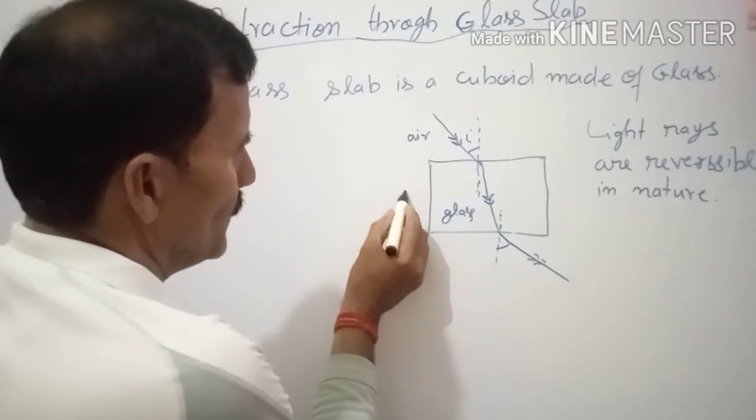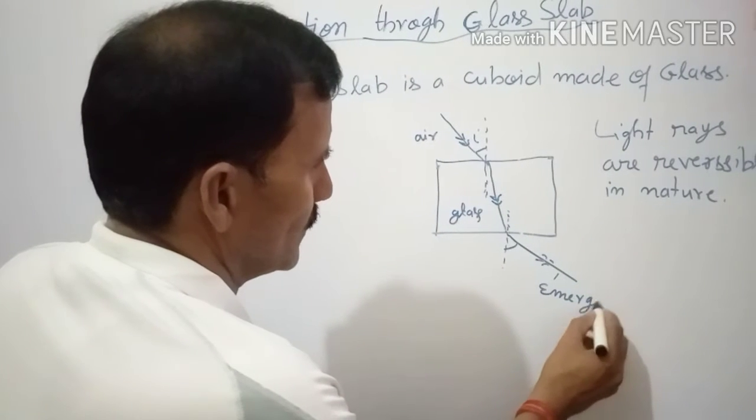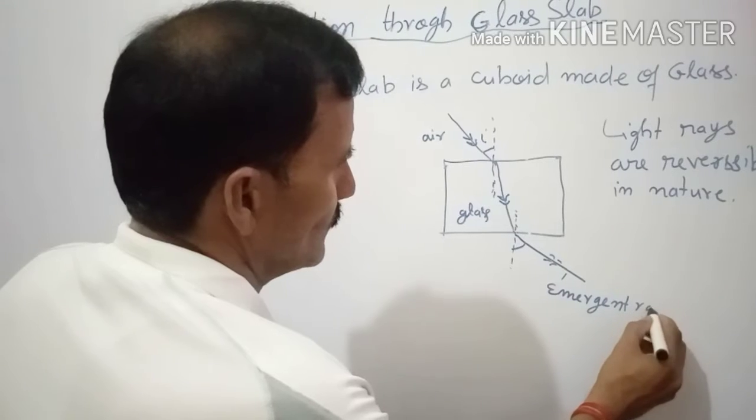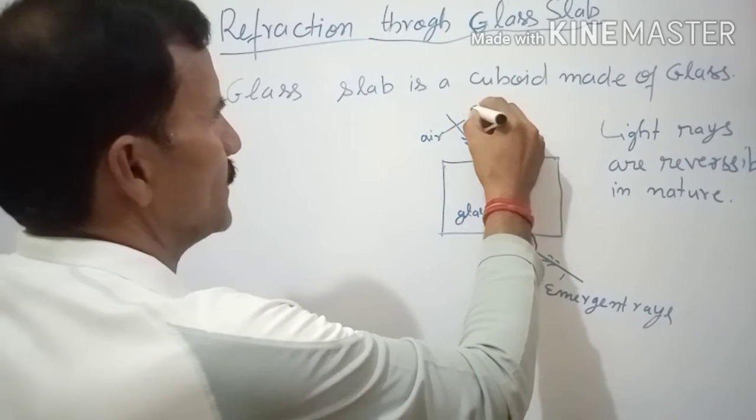Now here, this is the emergent ray. Now we are having different names here. It is the incident ray.